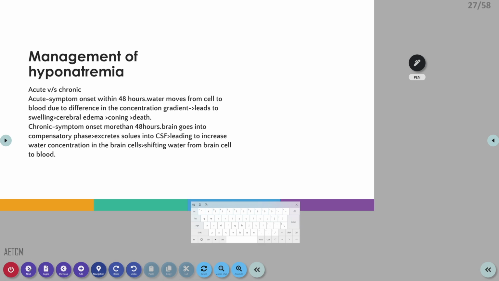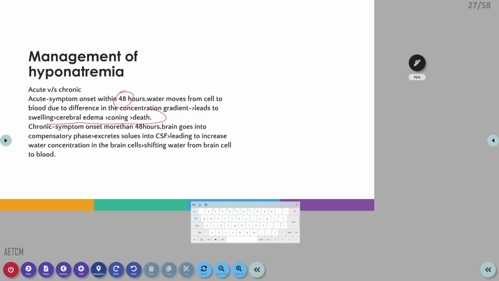Now we come to the management of hyponatremia. The first point we have to keep in mind is whether the hyponatremia is acute or chronic. In acute hyponatremia, the symptom onset is within 48 hours. Water moves into the cells due to the difference in concentration gradient, and that leads to swelling, cerebral edema, coning, and death.